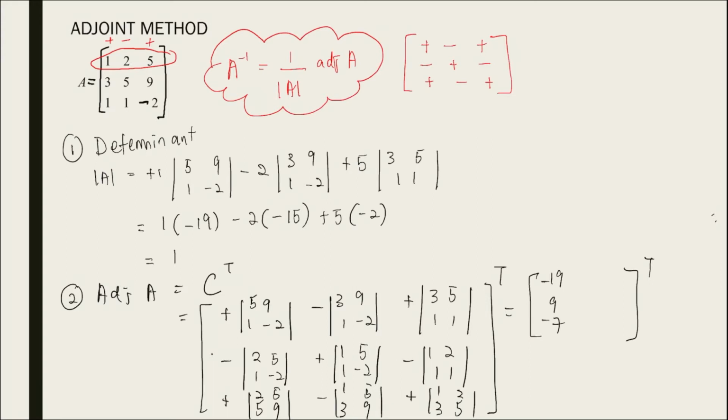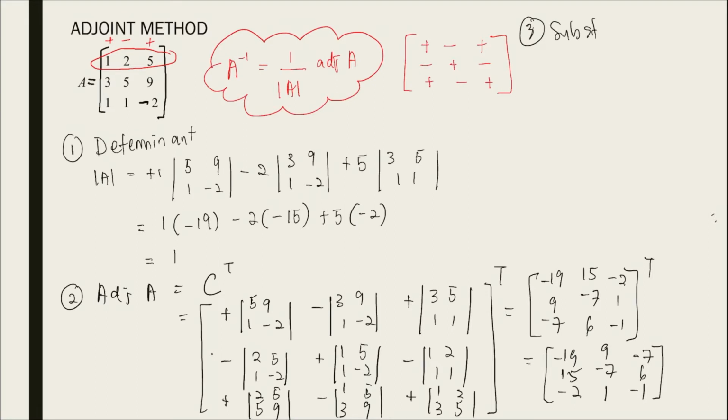So calculate the value. You should get negative 19, 9, negative 7, 15, negative 7, 6, negative 2, 1, negative 1. And then you transpose this matrix, you will have negative 19, 15, negative 2, 9, negative 7, 1, negative 7, 6, negative 1. And then the final step is substitute into the formula.